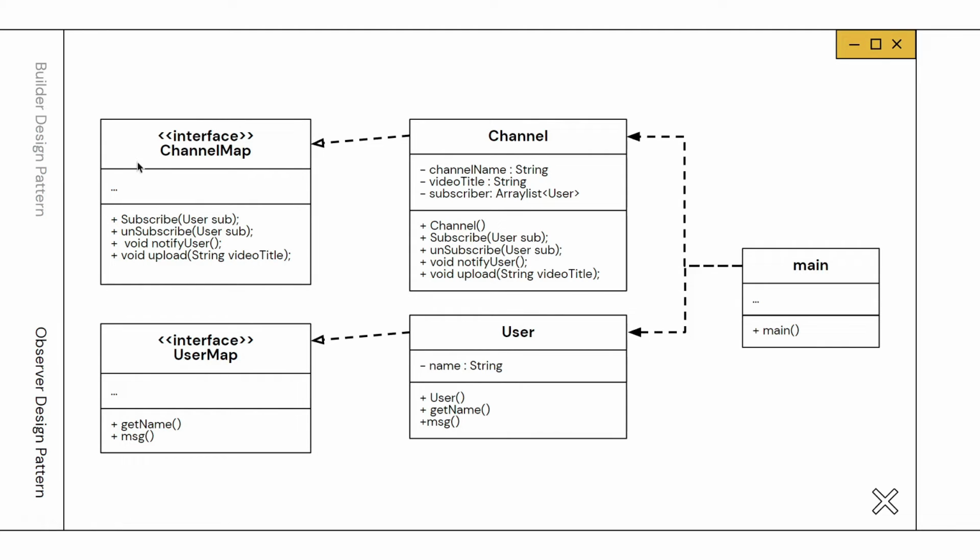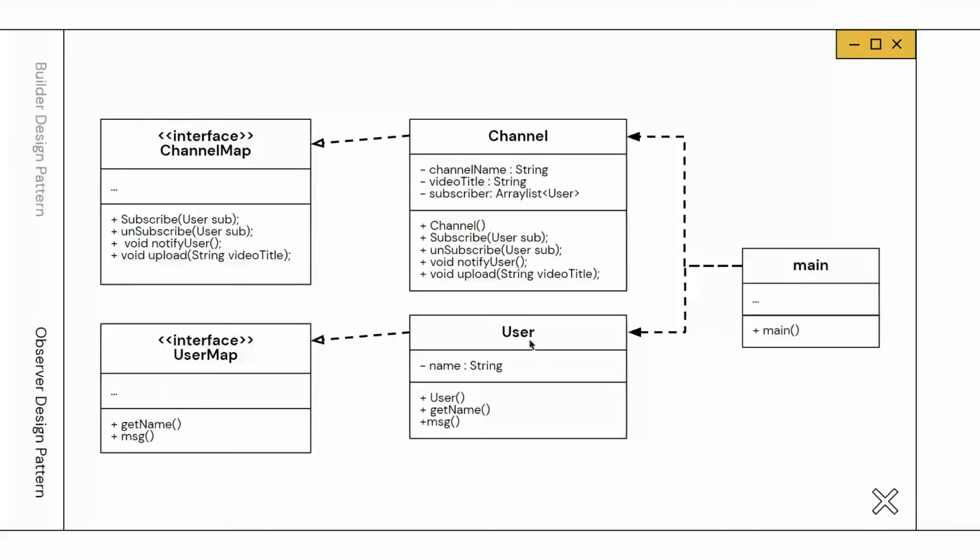And Channel will implement the ChannelMap interface, and the Channel class will have some unique variables: name, meaning the name of the channel, video title, that is the video the channel will upload, and subscriber, which is an ArrayList of User, meaning the users who subscribe to the channel will be added to the subscriber list. And obviously this channel has a constructor, and it will implement the following methods in the ChannelMap interface.